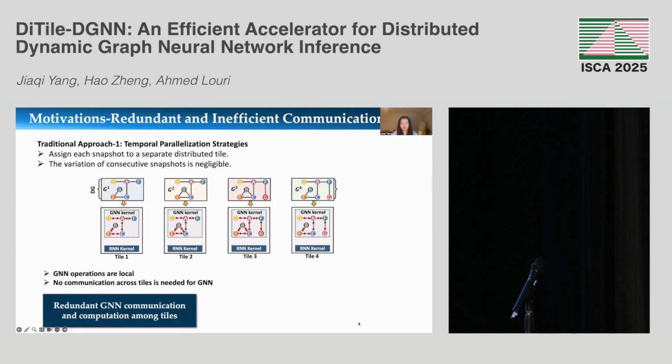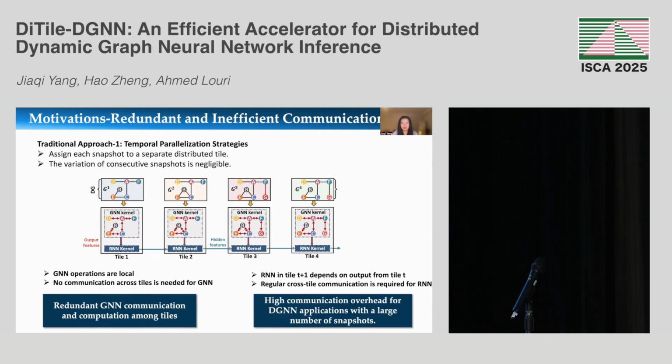Furthermore, to capture temporal dynamics, each GNN output is fed into an RNN kernel, which processes temporal dependency, but the RNN in tile T+1 needs output from tile T. This introduces regular cross-tile communication, especially when there are a large number of snapshots. In summary, this approach leads to redundant GNN communication and computation among tiles, and high communication overhead for DGNN applications with long sequences of snapshots.